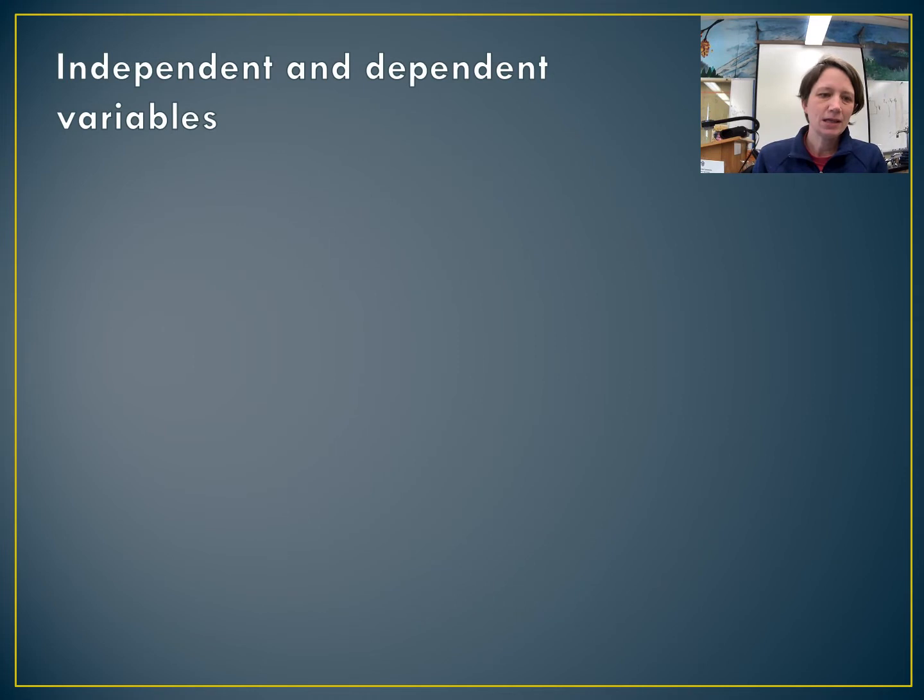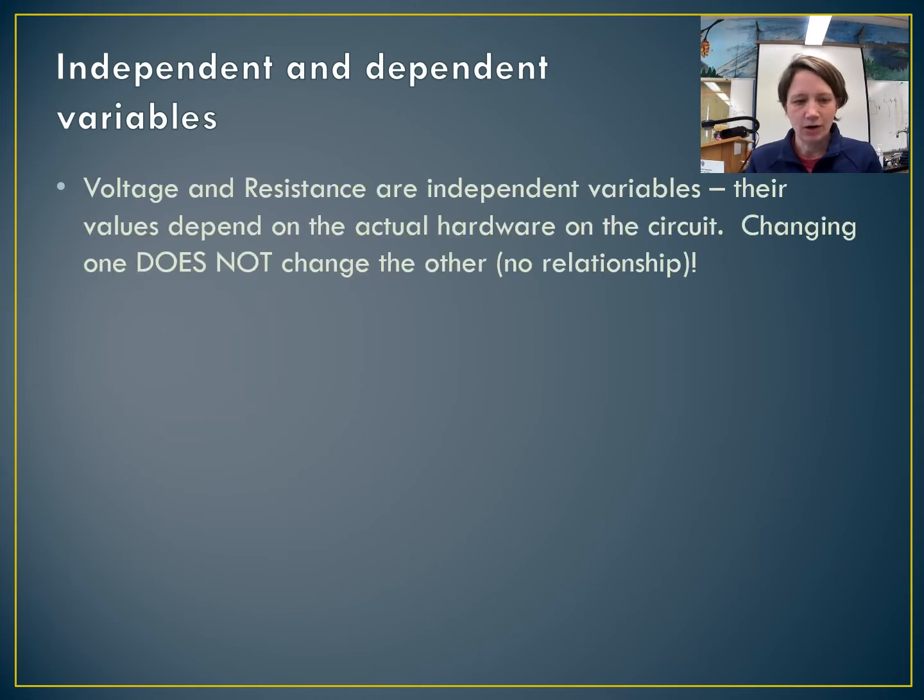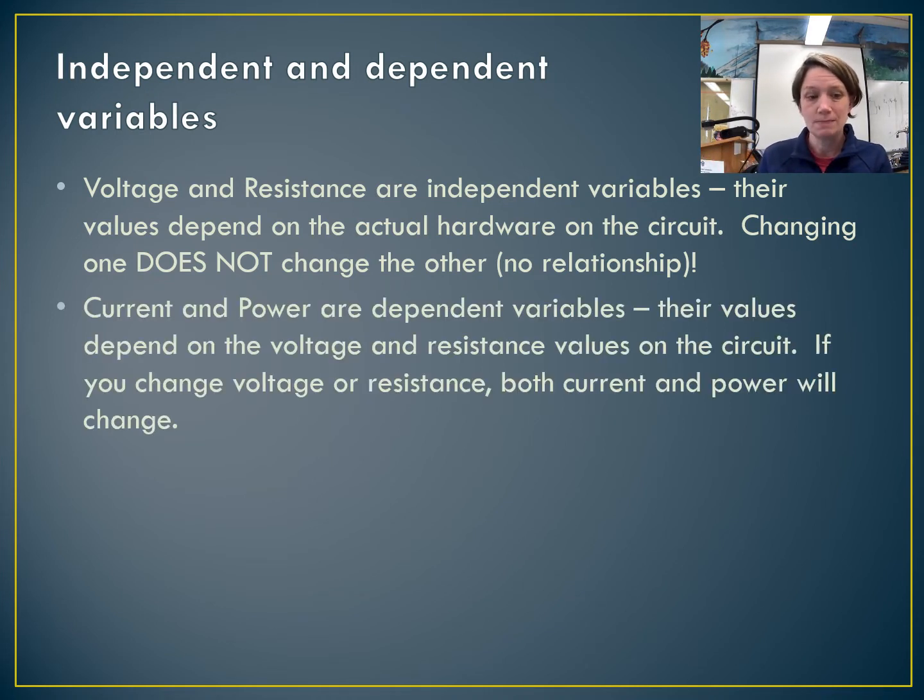So this means that for my circuit variables, voltage and resistance are always going to be independent variables. In other words, their values depend on the stuff you put in the circuit, the way you build the circuit, and changing one of those things, like changing the battery out, does not affect the other one, the resistance. So there's no relationship between voltage and resistance.